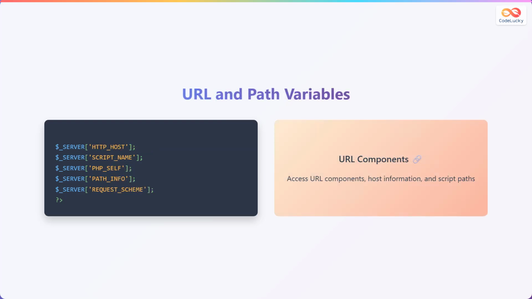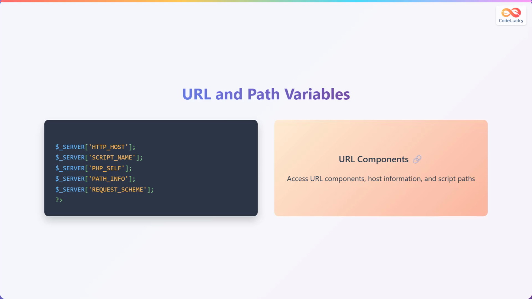Now let's explore URL and path variables available in the $_SERVER superglobal. HTTP_HOST gives you the host name from the current request. SCRIPT_NAME gives you the path to the current script. PHP_SELF gives you the file name of the currently executing script.